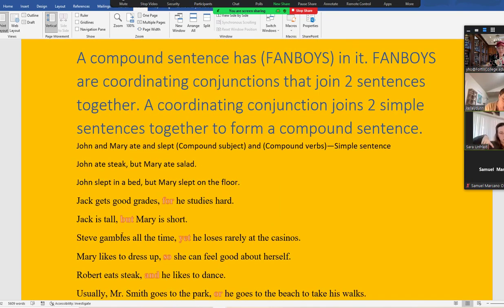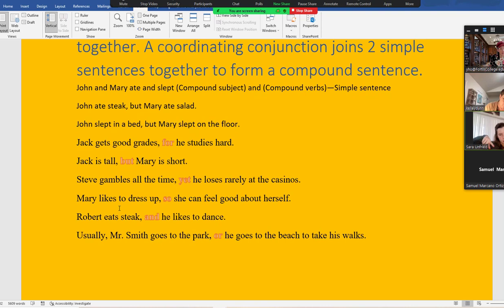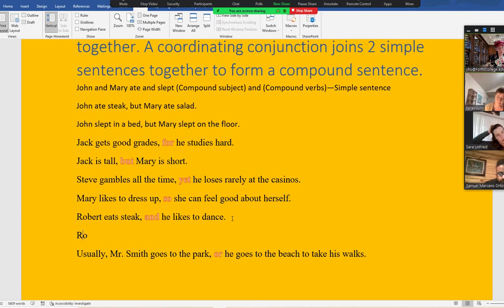So like in the sentence where it says Robert eats steak and he likes to dance, if it just said Robert eats steak and dances, that would be a compound sentence, right? So if I say Robert eats steak and likes to dance, if I take out the he, is this still a compound sentence? Or is this a singular subject with a compound verb? Or a predicate?